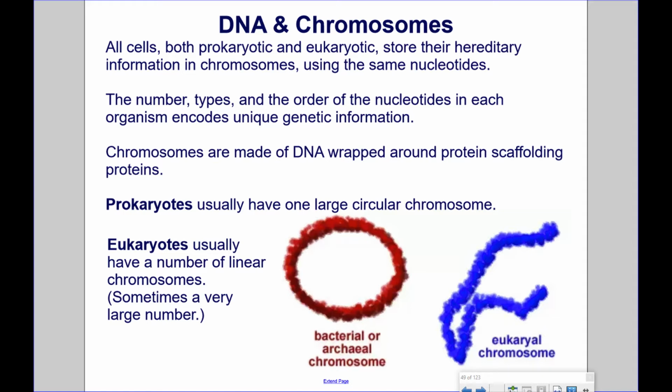Prokaryotes usually have one large circular chromosome. Eukaryotes usually have a number of linear chromosomes, sometimes a very big number. A bacterial or archaeal chromosome is circular, as seen in red, and the eukaryotic chromosome is linear, as seen in blue.